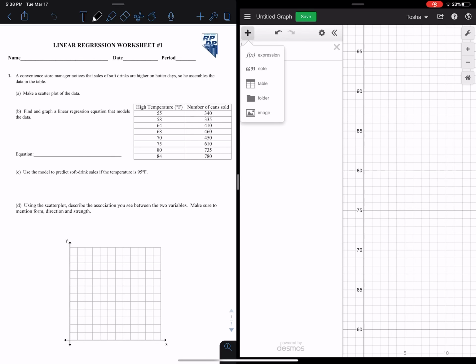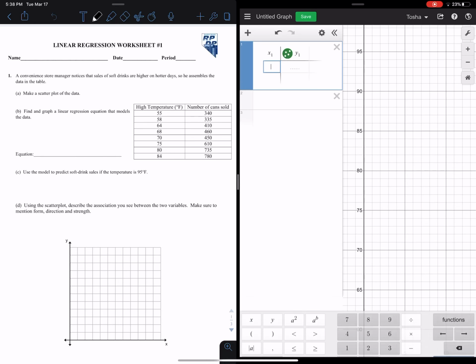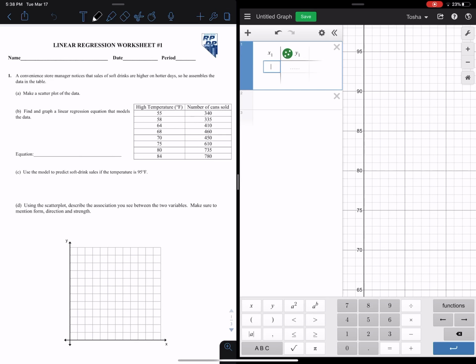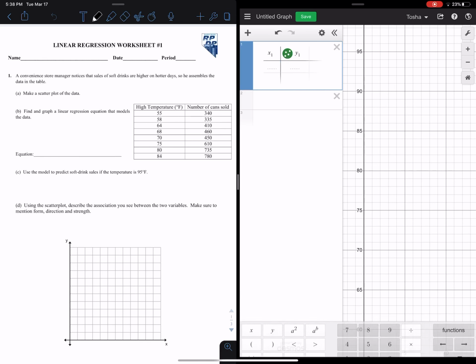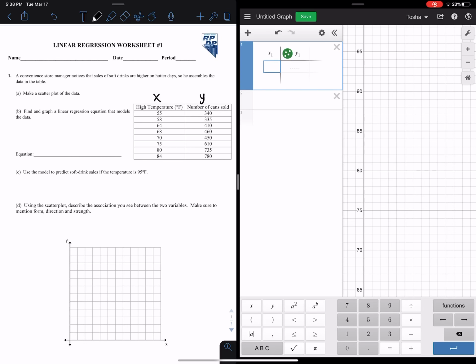So over here, there's this plus sign, and we want to include a table. And what we'll do is we'll have the temperature is X, and the number of cans sold will be Y. So then on Desmos, we're going to type in those values. So the first X value is 55. Then we have 58, 64, 68, 70, 75, 80, and then 84. And those are all of our high temperatures.